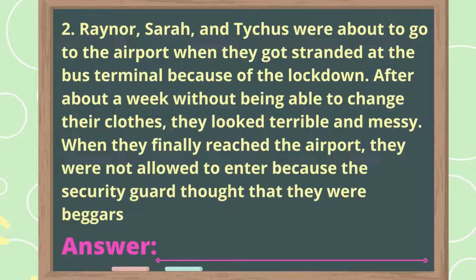Number 2. Raynor, Sarah, and Taikus were about to go to the airport when they got stranded at the bus terminal because of the lockdown. After about a week without being able to change their clothes, they looked terrible and messy. When they finally reached the airport, they were not allowed to enter because a security guard thought that they were beggars.